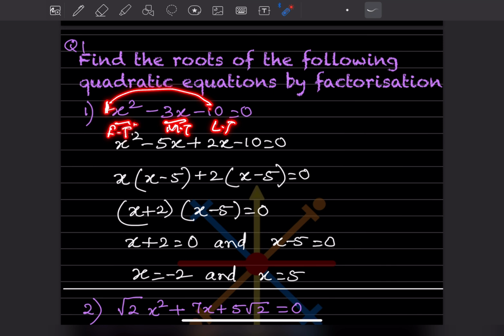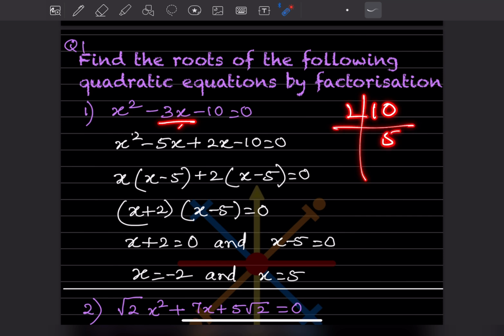So 10 into 1, that is going to be 10. So we are going to take the factors of 10 and then arrange the middle term. Now see here, I'll show you. The factors of 10 are going to be 2, 5 and 5, 1. So these are the factors, 2 and 5. So we are going to take these two factors and split the middle term.